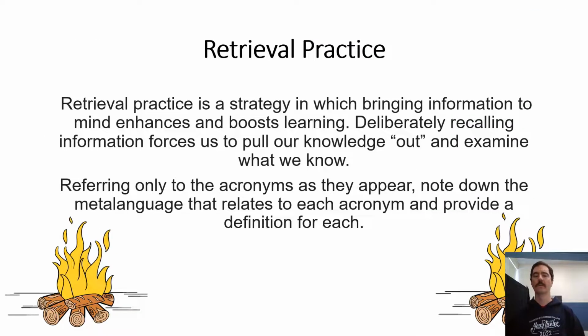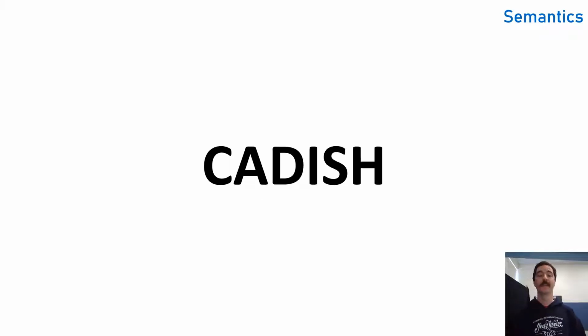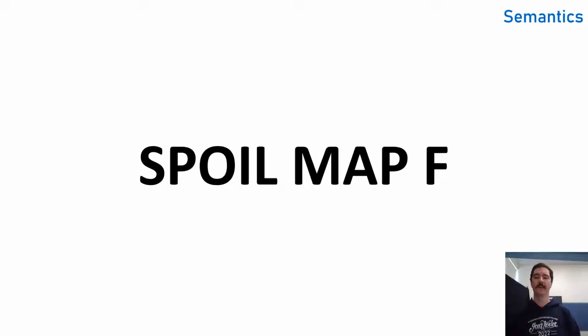Okay, so quick retrieval practice. We've got E&D. What does that stand for? We've got Kaddish. What does that stand for? What words, what meta-language come from? And then finally, SPOIL MAP F, keeping in mind that the F stands for figurative language, which should make it easy for you to do the rest.